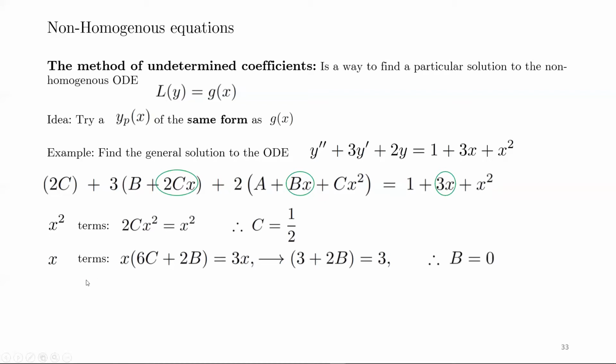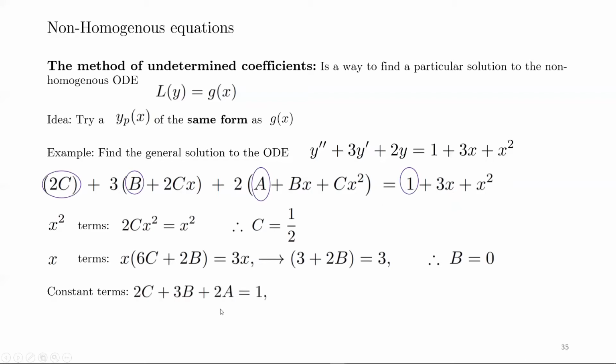And so I can play the same game with the constant terms. Now the constant terms on the left hand side, I've got 2c here, I've got 3 times b here, but b is 0, so I can happily ignore that, and plus 2 times a here, so 2a, and that has to be equal to 1. I've just written that out here. b is 0, c is 1/2, so this is actually 1 plus 2a equals 1, so again a is going to be equal to 0.